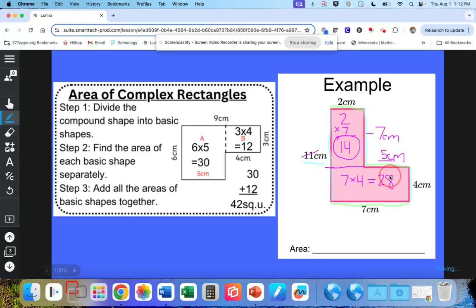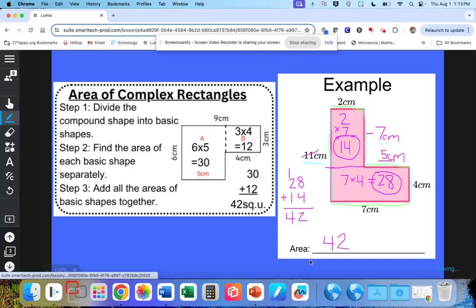Now, the 14 and the 28 are what's called a partial product. It is a part of our answer. It's not the complete answer yet. What we need to do last is add those two numbers together. So we're going to take the 28, we're going to add the 14, and we're going to find out what our answer is of 42.